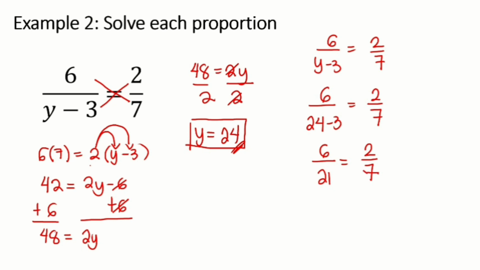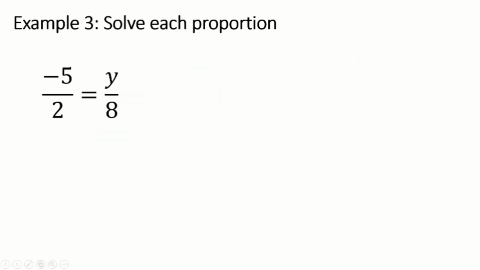Then, multiply 6 times 7, multiply to 2 times 21. 6 times 7, that is 42, is equal to 2 times 21, that is also 42. Meaning, 24 is a solution because it gives a true proportion. Let's solve problem number 3.